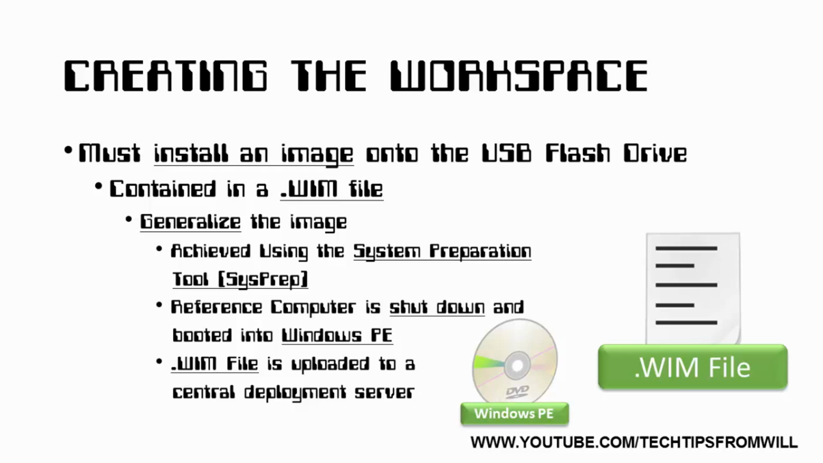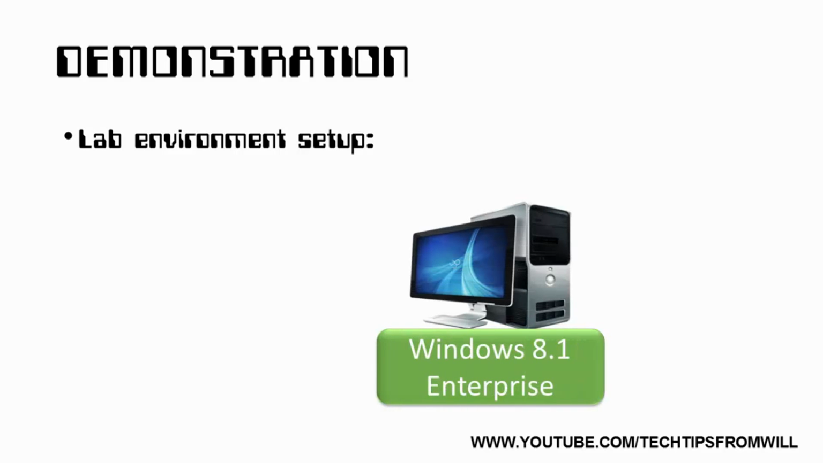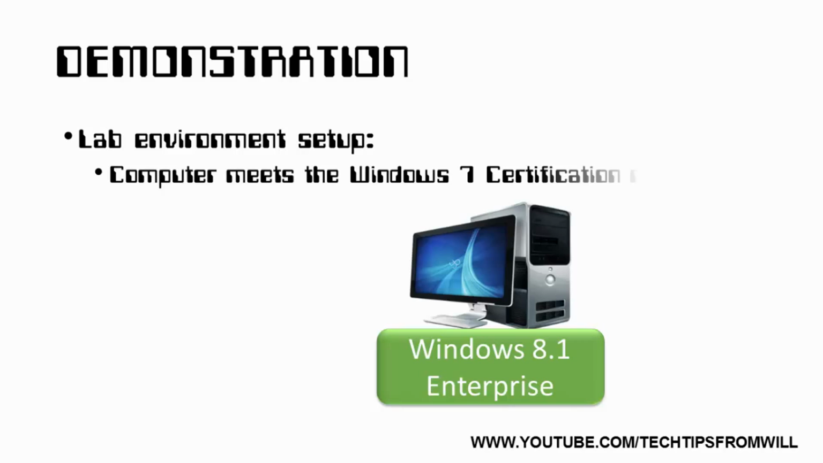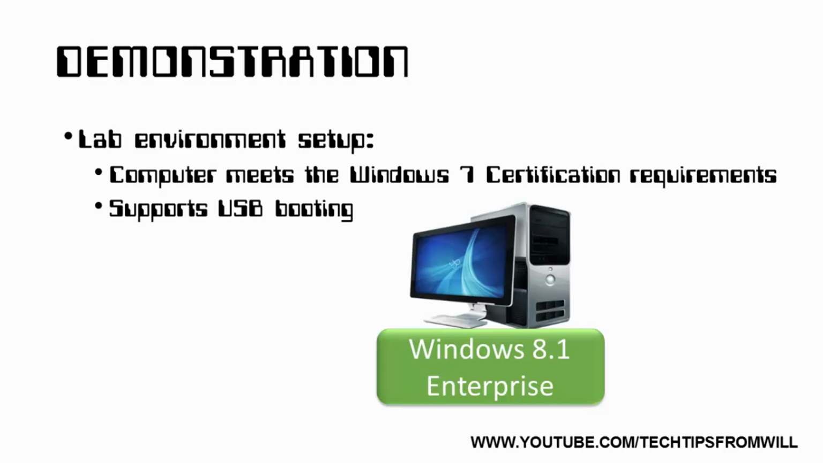Now that we know what Windows To Go is, what the requirements are, and how to create the image, I will now demonstrate how to create a Windows To Go workspace. To do this, I will, in my lab environment, deploy one computer running Windows 8.1 Enterprise. This will be the computer that I will use to create my Windows To Go workspace. Just to confirm, I have already checked that this computer meets the Windows 7 certification requirements and supports USB booting.